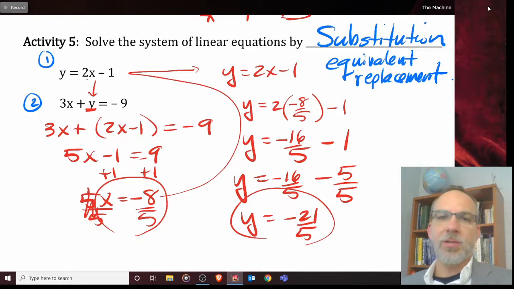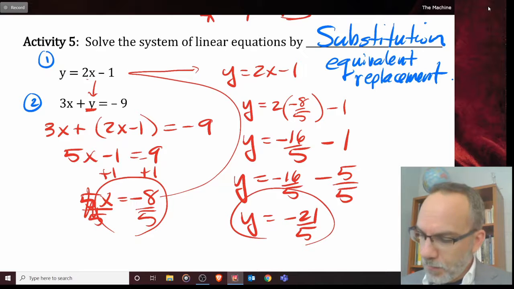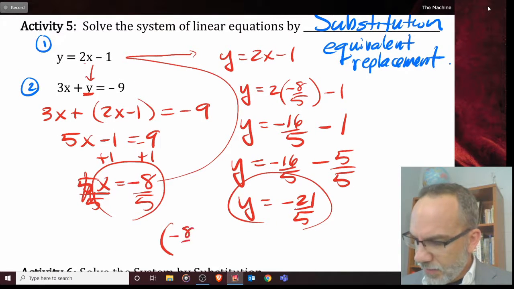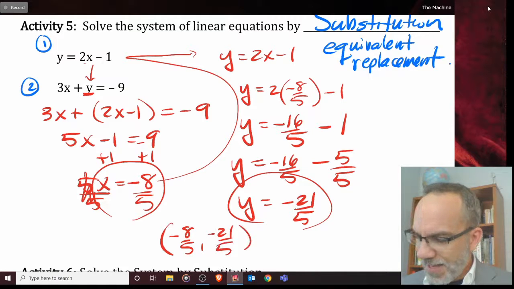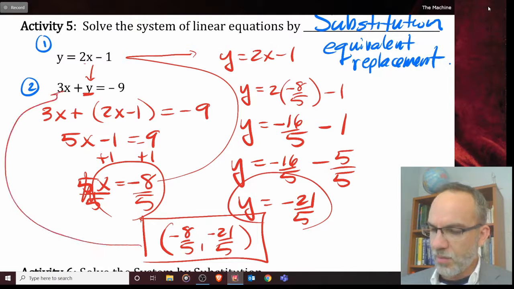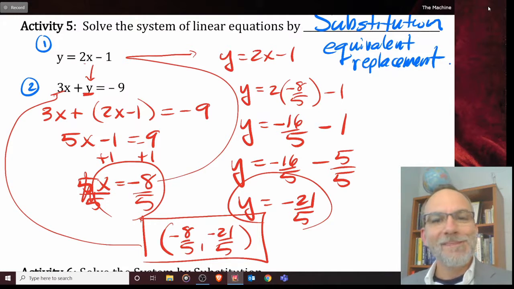Holy smokes, I would not have been able to solve that precisely by graphing. So my final answer is negative 8 fifths, comma, negative 21 fifths. And that's exact and precise. I bet you $1 if you plug those things back into the second one, it would solve that one too. I'll leave that to you as an exercise.